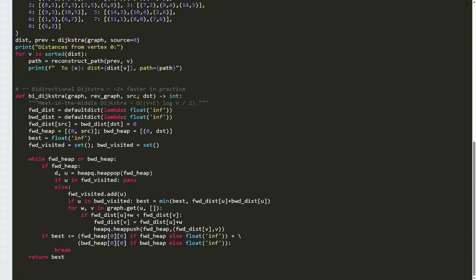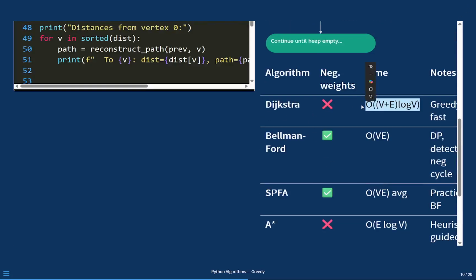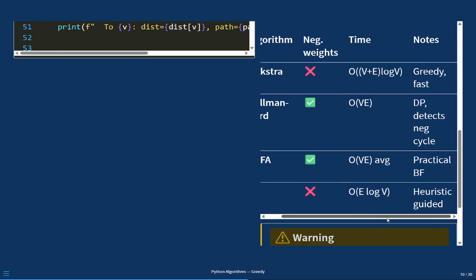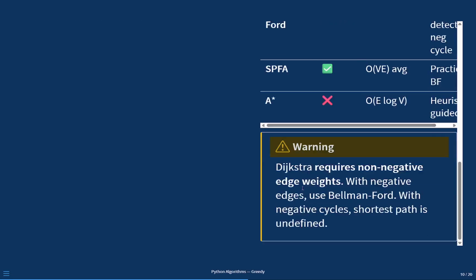The comparison table is essential. Dijkstra requires non-negative weights. With negative edges, use Bellman-Ford at O(VE). With a heuristic estimate to the goal, A* guides the search more efficiently. And if the graph has negative weight cycles, shortest path is undefined, no algorithm can help. Always verify your graph's weight properties before choosing a shortest path algorithm.